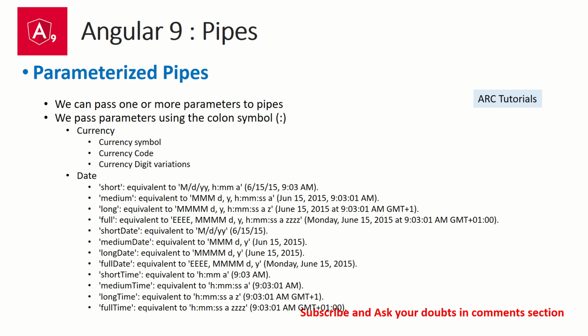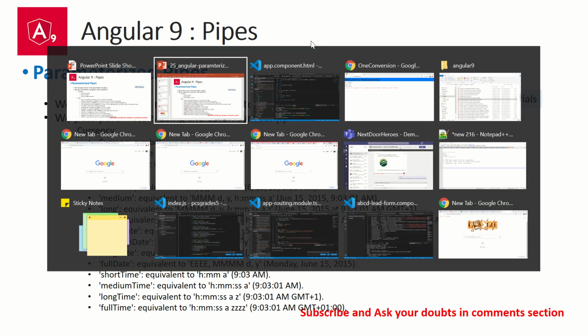Similarly, we have the date pipe, which can take different options that are given on your screen. We have short, medium, long, full, short date, medium date, long date, and full date. So there are different options that we want to use. I will show you all that combination here, and I hope that after this episode, you will be able to learn and use all the built-in pipes with parameters to make your applications easy. Let's get started with some hands-on examples.